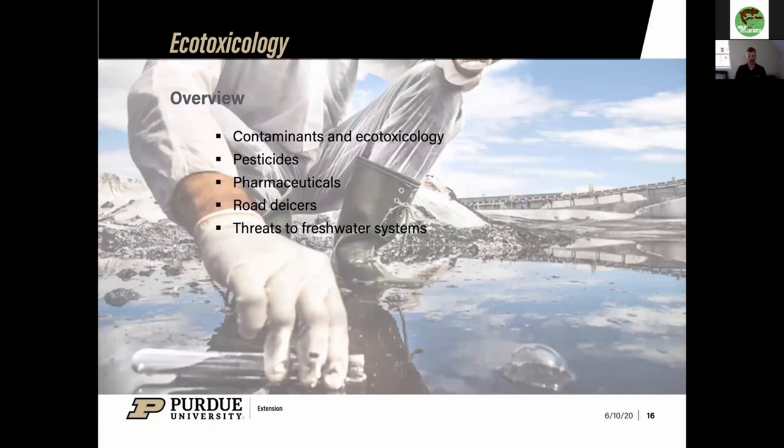Okay, so that wraps up pesticides, and importantly, pesticides are things that we intentionally spray into the environment. Now I want to transition and think about pharmaceuticals. Now these are chemicals that we consume in our bodies, but we're not intentionally applying them to natural systems.